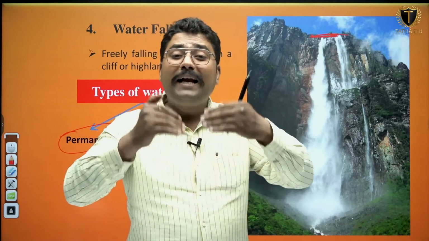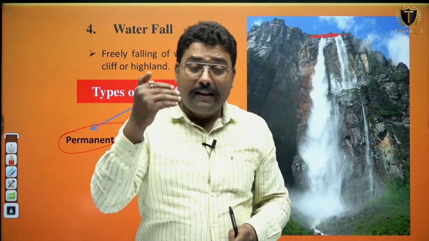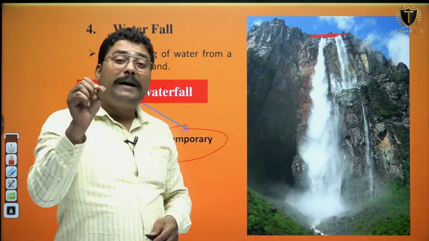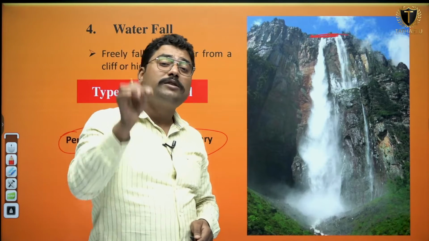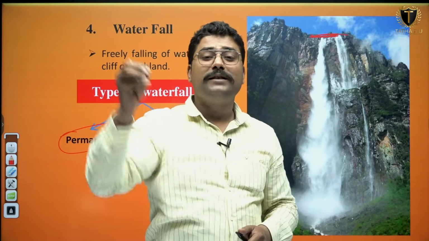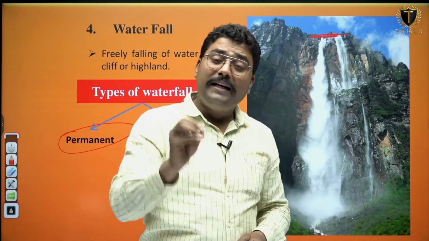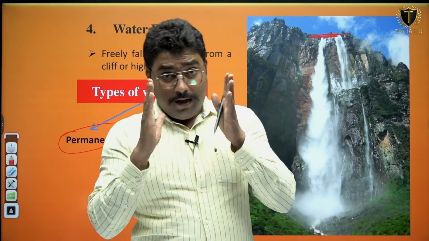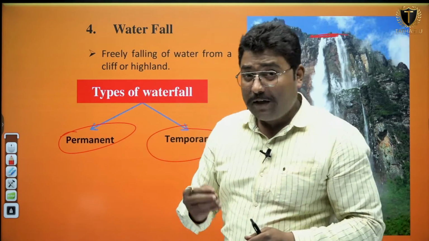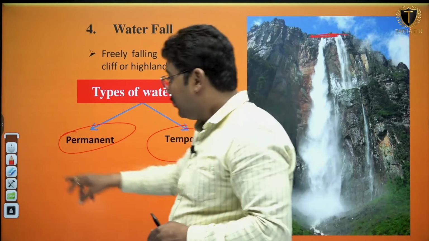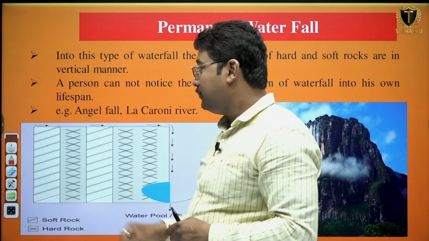The receding pattern of the waterfall, when it is not noticed by a person in his own lifespan but rather over generations, is considered permanent. And when the receding pattern of the waterfall is noticed by a person in his own life with passing time or years, it is considered a temporary waterfall. How? Because of the alignment of rocks. Let's see them one by one.